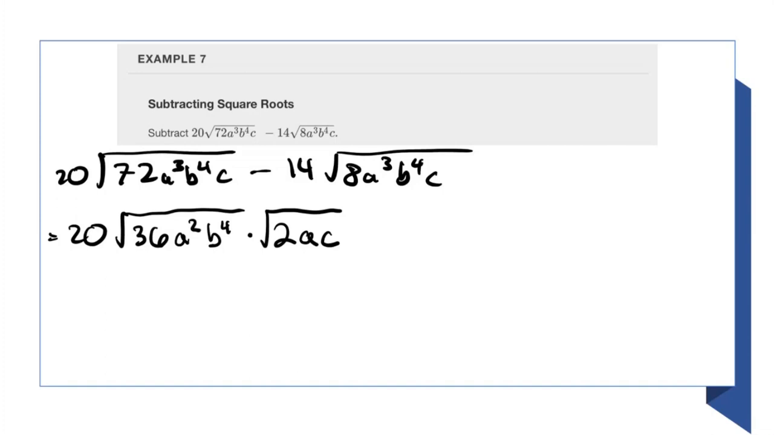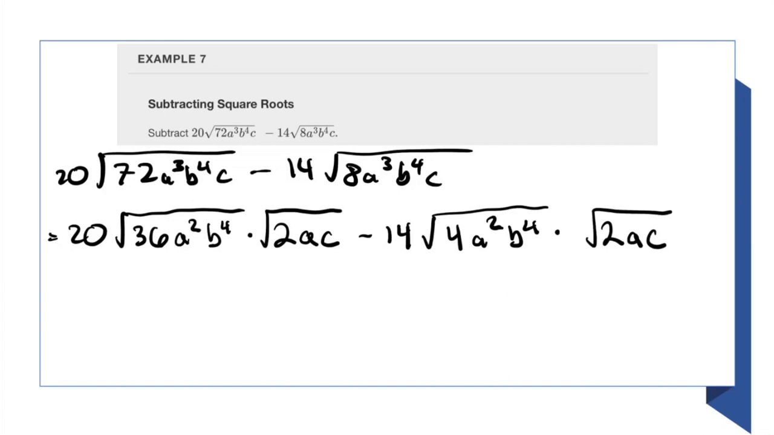Let's see if we can do something similar with the second expression. So then we have the 14. Now 8 is not a perfect square. 8 is what, 2 times 4? So the 4 is a perfect square and the 2 is not. A to the 3, we're going to break apart into a squared times a, right? So we got an a squared here and the a here. B to the 4 is a perfect square and c is not.